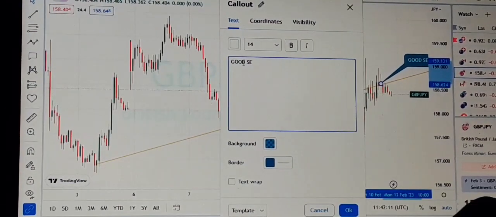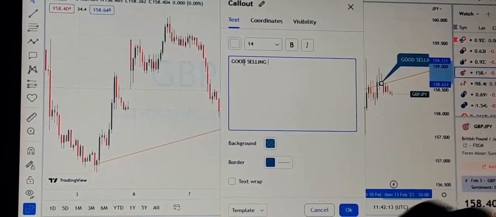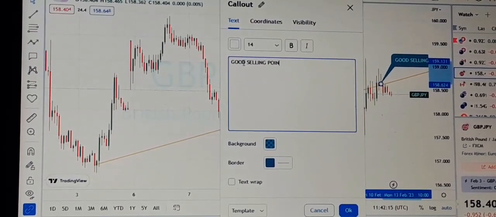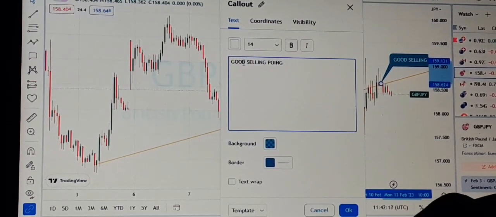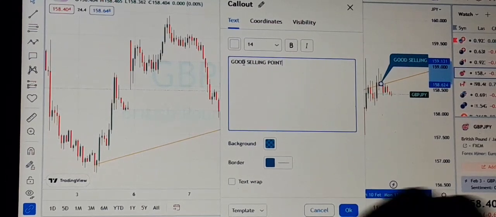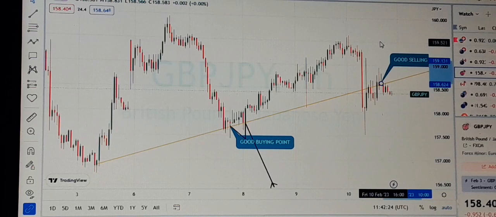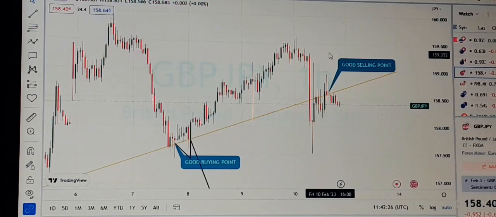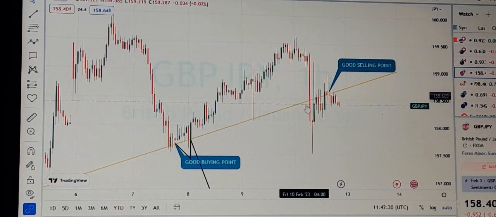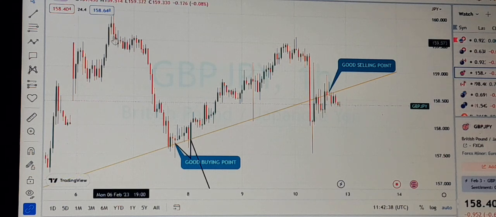This is a good selling point while using the trend line. A very good selling point. The market hasn't opened yet, but it is a good selling point. Why? Breakout, retest, the pin bar, some little movement happening, and now price is below our trend line.